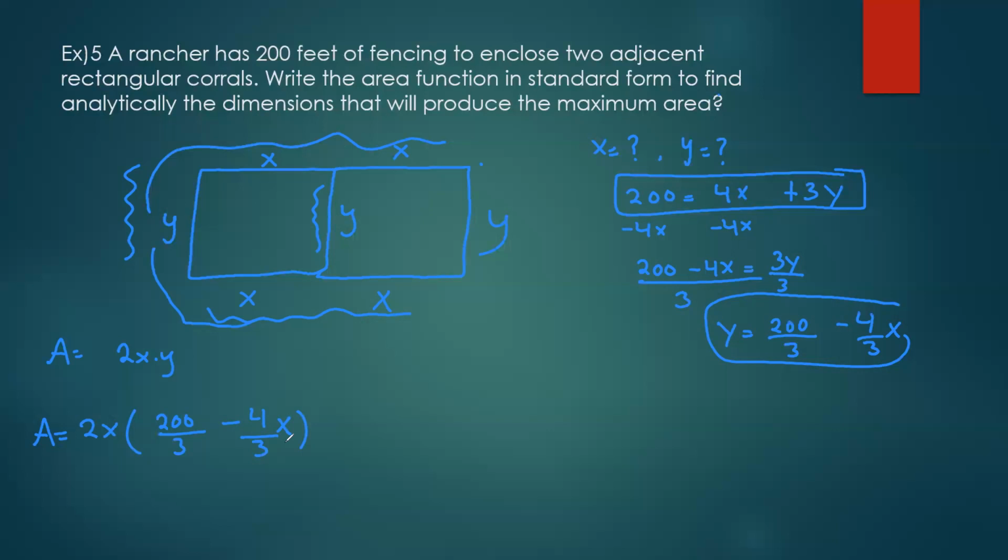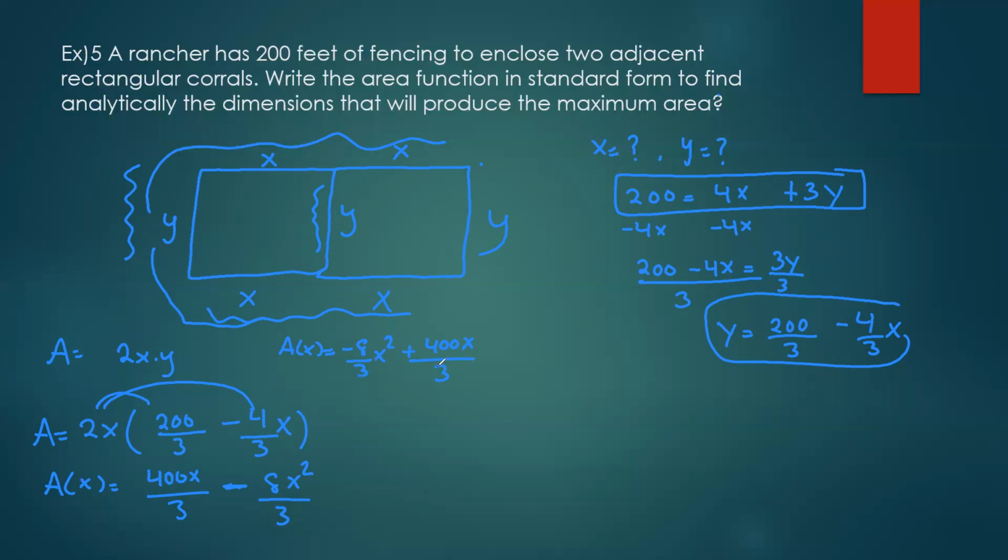Okay, let's FOIL this out. So area, or A of x, if you FOIL this out, this is going to be 400x over 3, and then this would be negative 8x squared over 3. So really A of x, if you want to put it in order, would be negative 8/3 x squared plus 400x over 3. Okay.